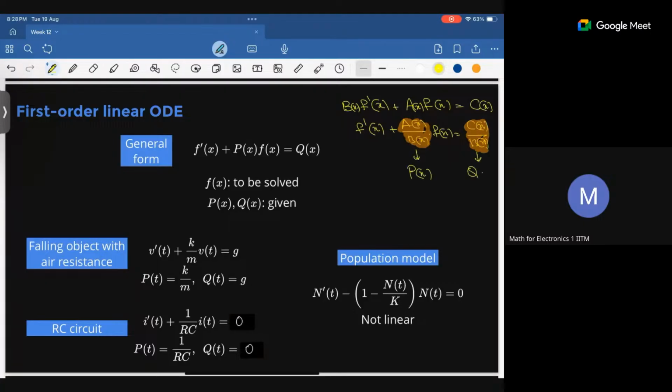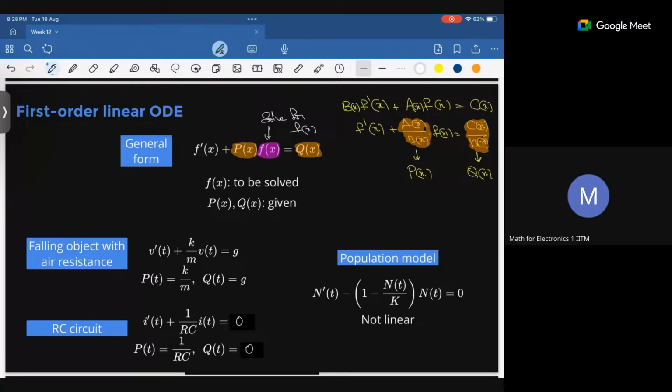Right? So this will be the general form. f prime of x plus p of x into f of x is equal to q of x, where p of x and q of x will be given to us. All we have to do is solve for f of x. So this will be given, this will also be given. Once we have that, we have to solve for f of x, and that will be the solution for our first order linear ODE.